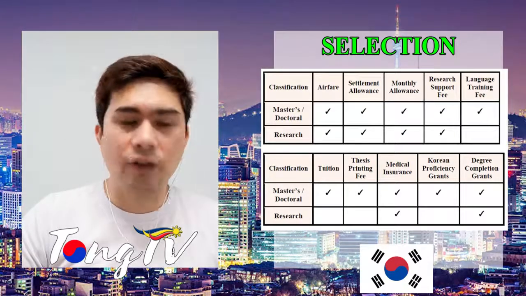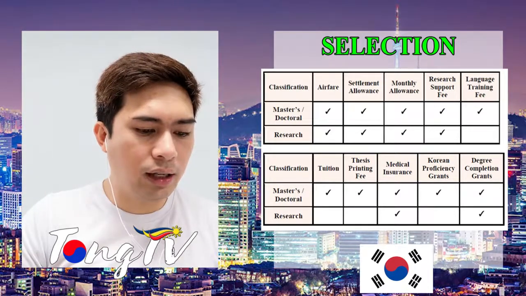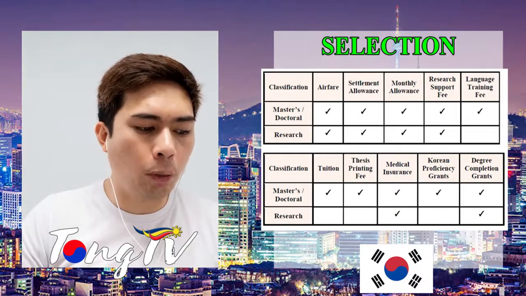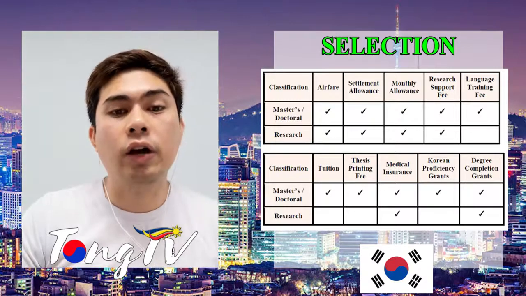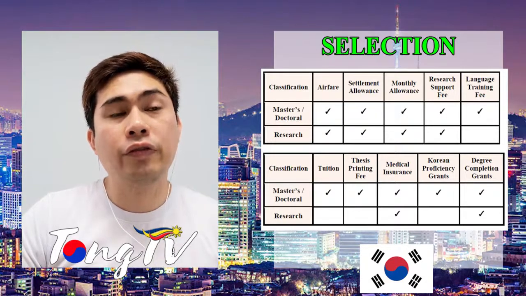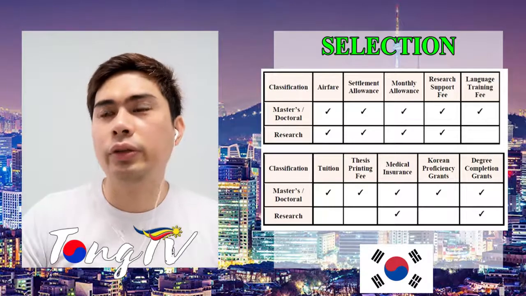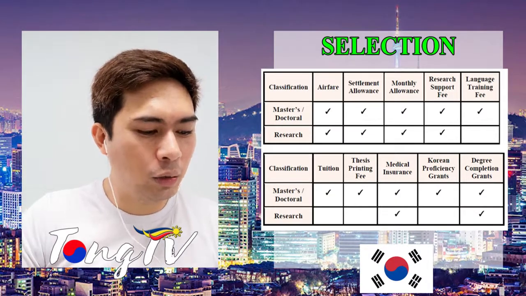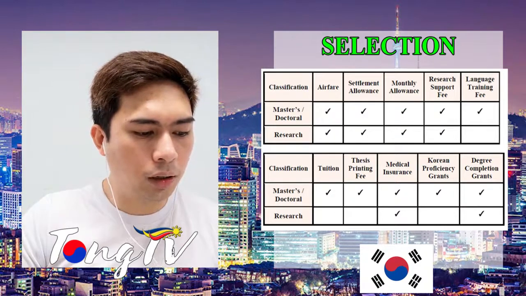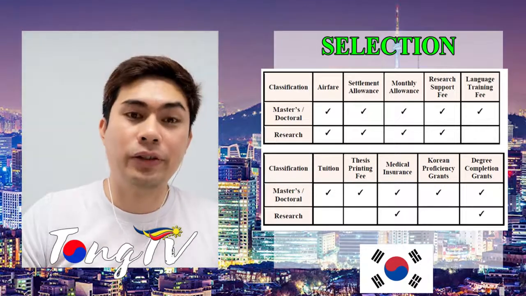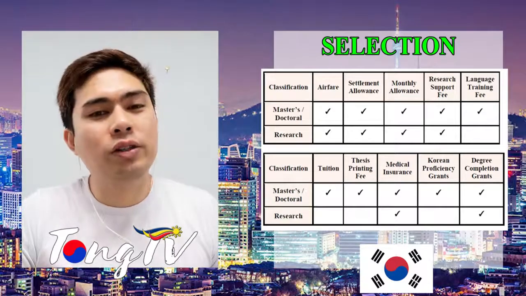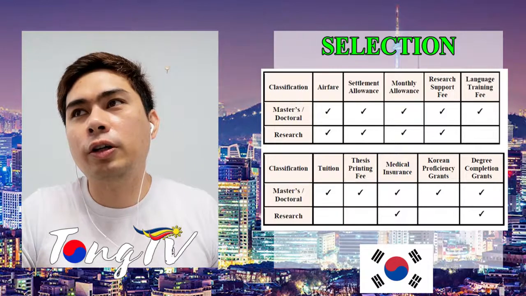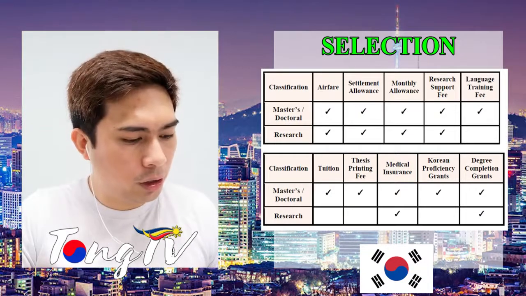Korean proficiency grants. That's if you hold a valid TOPIK level 5 or 6 for the GKS program, of course, you will have 100,000 won. It means you are fluent in Korean. I wish I were fluent in Korean. So that's 100,000 won, which is 4,000 pesos. Not bad. Degree completion, once you finish your degree, of course, you will receive 100,000 won.